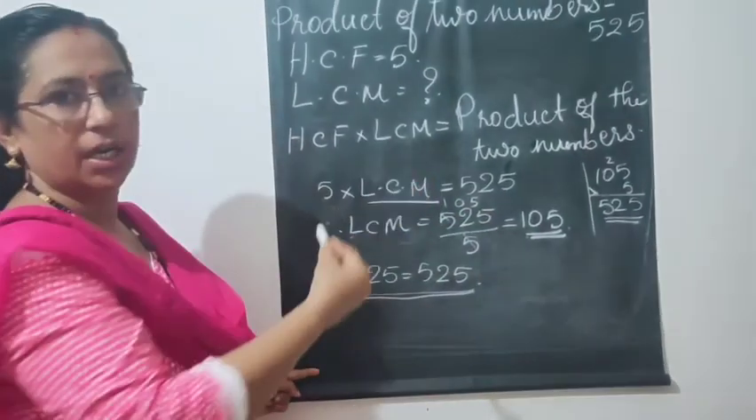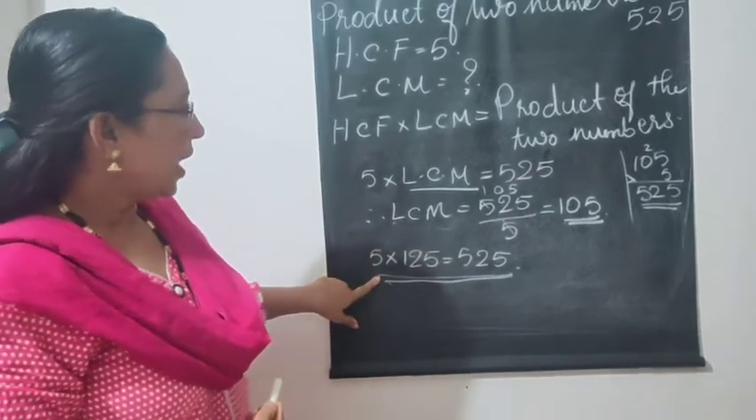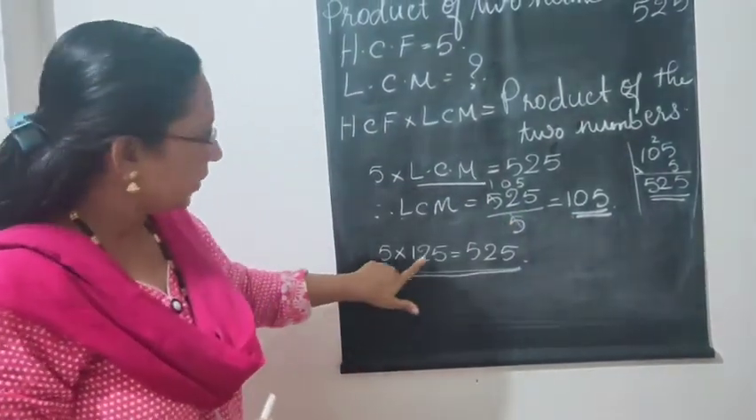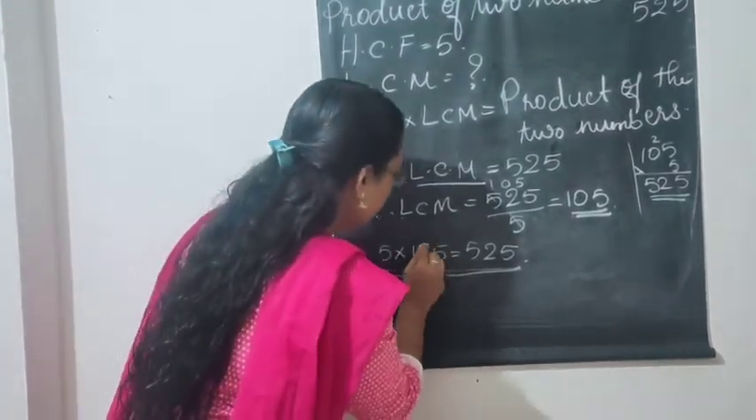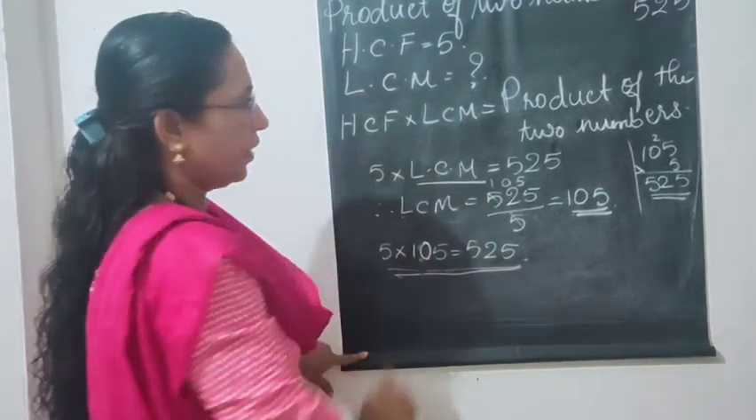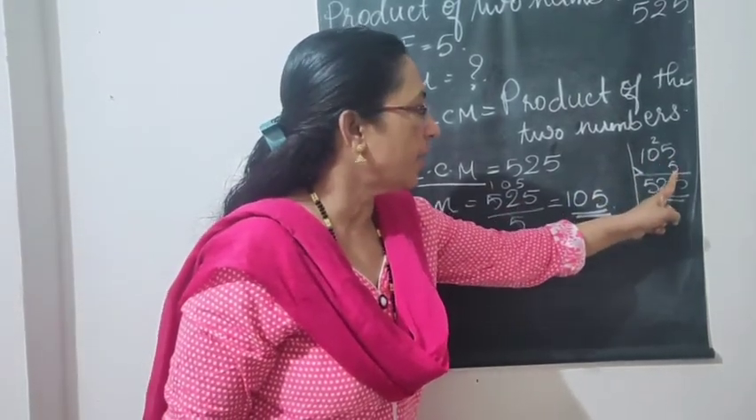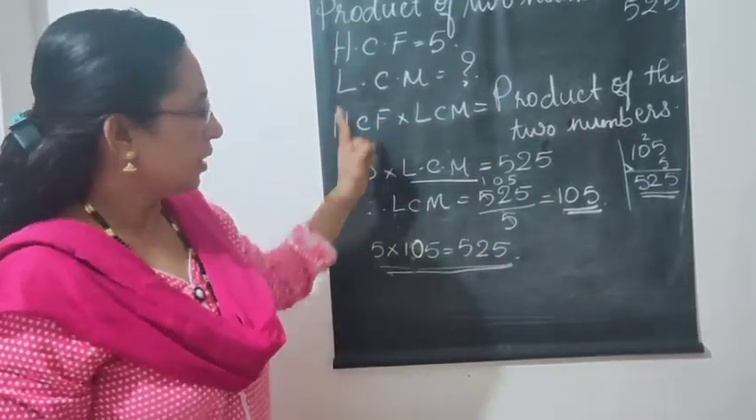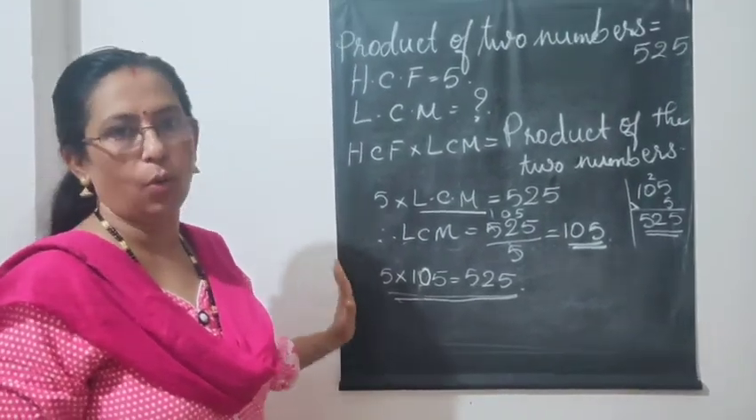So how can we check our answer is correct or not? 5 multiply LCM, we found 105. So 5 multiply 105 is equal to 525. 105 multiply 5 is equal to 525. That means our calculation is right. Okay, you can write this question in your notebook.